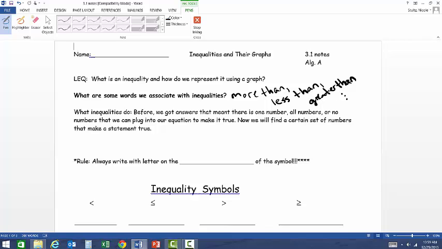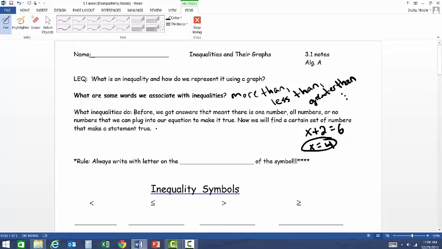What inequalities do is, before when we did an equation, let's say x plus 2 equals 6, the only possible answer that will work for x is 4, because when I put 4 in here, 4 plus 2 does equal 6. So there's exactly one answer. We talked about problems that had exactly one answer, no answers, or infinite answers.